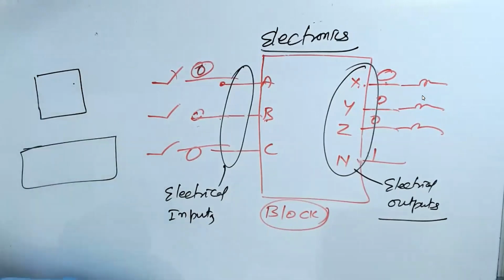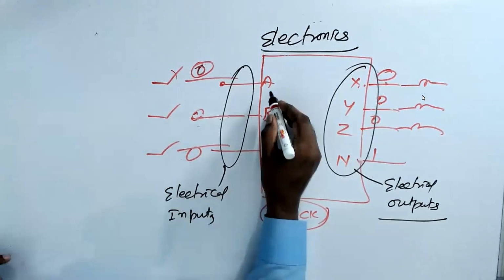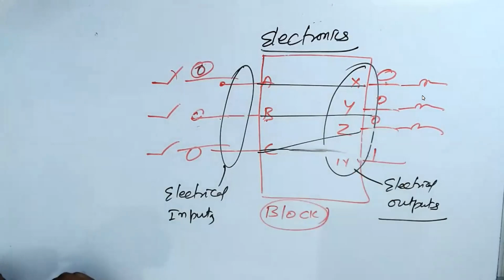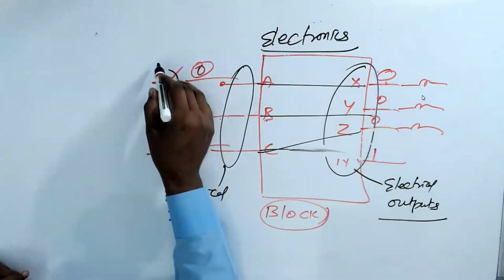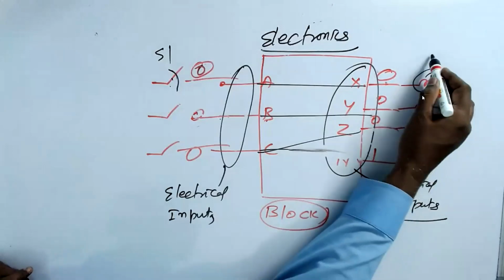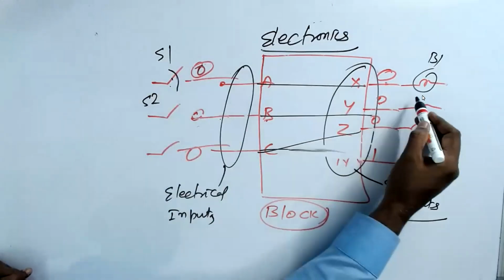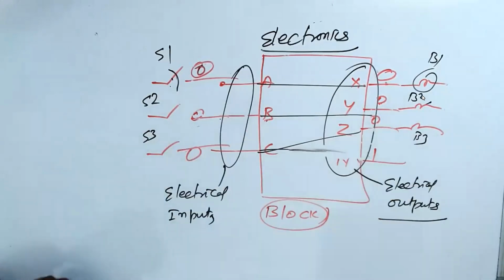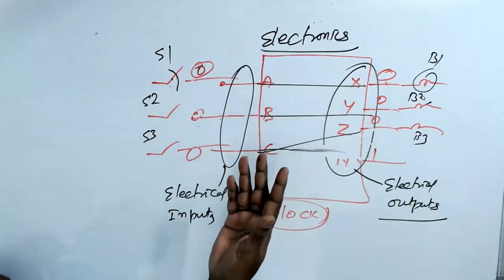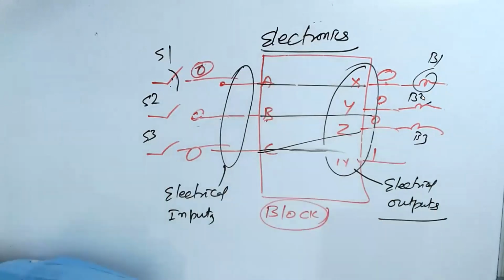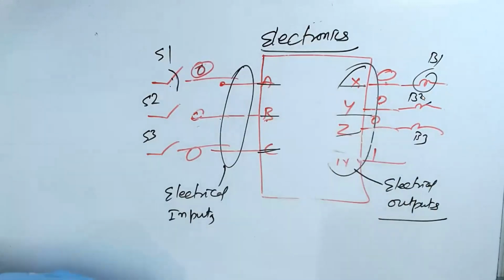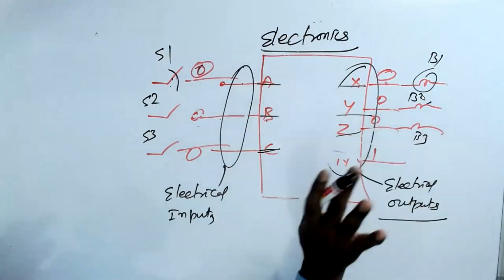The same way, now if I connect this directly, 1 to 1, then when I put switch 1, bulb 1 will be on. When I put switch 2, bulb 2 will be on. When I put switch 3, bulb 3 is on. Understand? This is a simple electrical circuit, but that is also a subset of electronics. Please understand. So electronics is nothing but a block which takes electrical inputs and gives electrical outputs. That's all, nothing more than that.